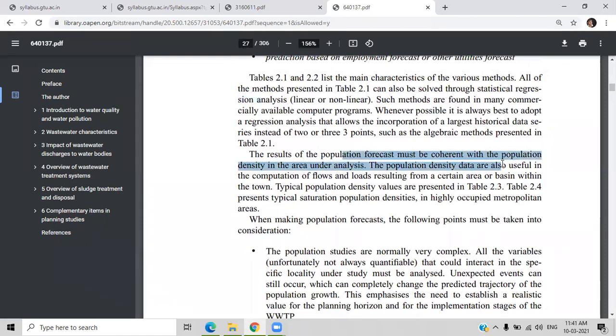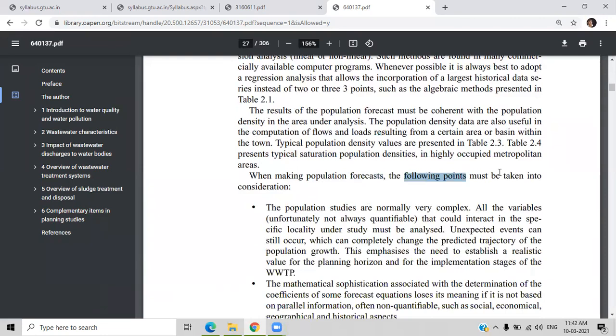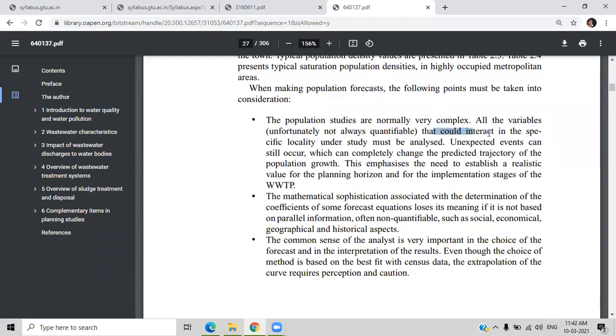The result of the population forecast must be coherent with the population density in the area under analysis. The population density data are also useful in the computation of flow and loads resulting from a certain area or a basin within the town. When making a population forecast, the following points must be taken into consideration. Population studies are normally very complex. All the variables that could interact in the specific locality under study must be analyzed. Unexpected events can still occur, which can completely change the predicted trajectory of population growth.